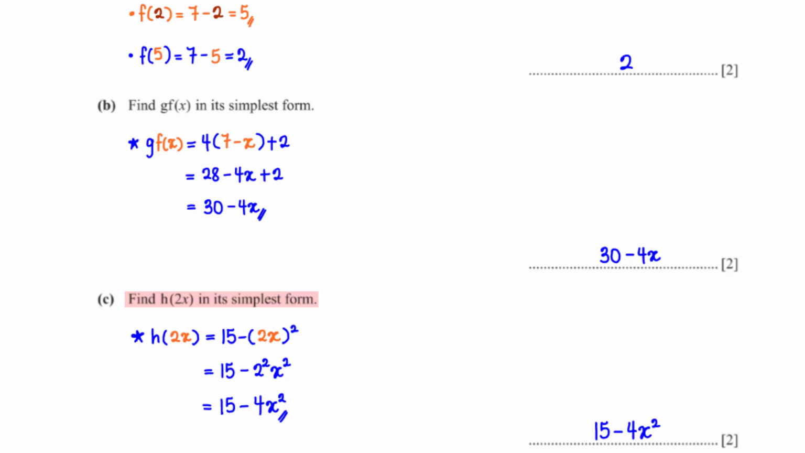Find h of 2x in its simplest form. To get h of 2x, we replace x in h of x with 2x. So we have (15 minus 2x) all squared. (2x) all squared is 2 squared times x squared. 2 squared is 4, so we have 15 minus 4x squared.